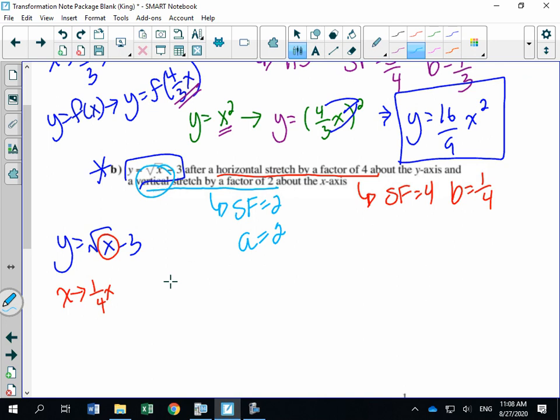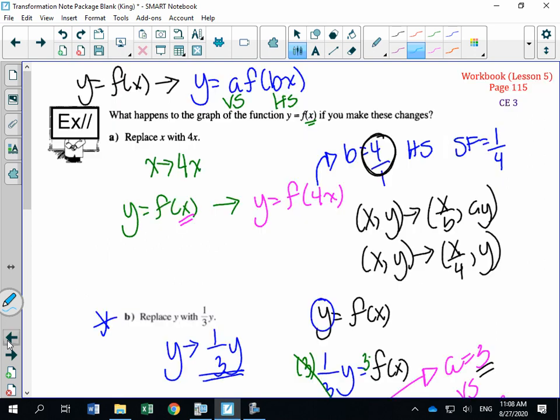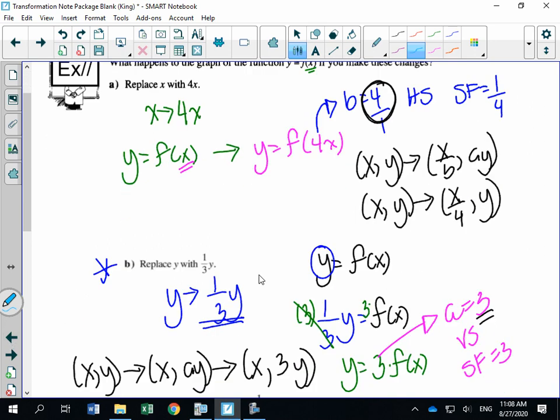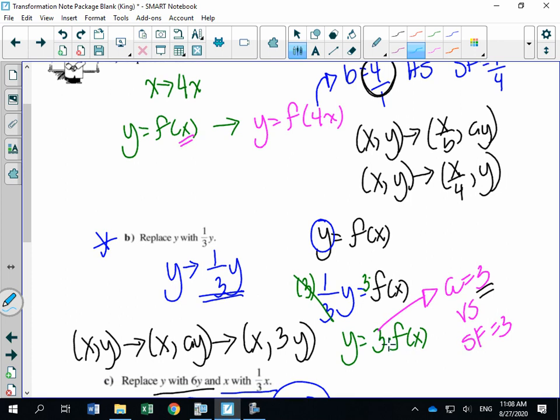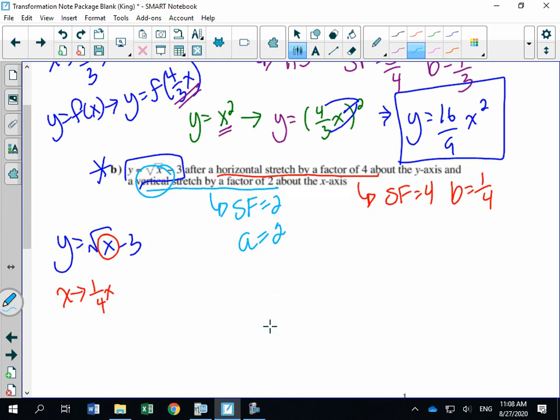Now, the replacement though, and you have to think of this previous example here. If your A value is 3, the replacement was y is replaced with 1/3 y, right? So if we want our A value to be 3, our replacement is 1/3 y. So going back to this question, if they want our A value to be 2, the replacement is going to be 1/2 y. And I'll show you, it will make sense when we actually do this question and you'll see it.